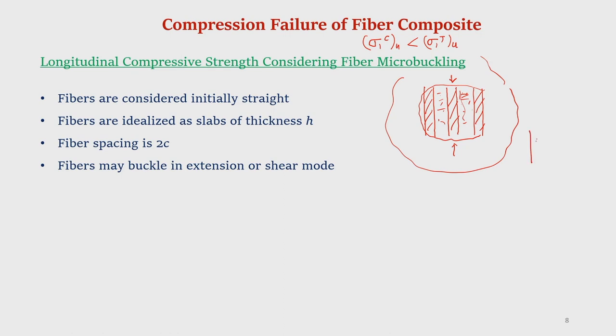That means, if you consider two adjacent fibers, suppose this is the initial state, and under loading, I am just exaggerating, the fibers might try to buckle like this, but when it tries to do this, the matrix actually experiences strain and the matrix tries to resist that buckling. So, based on that fiber microbuckling, the longitudinal compressive strength of the composites has been explained.